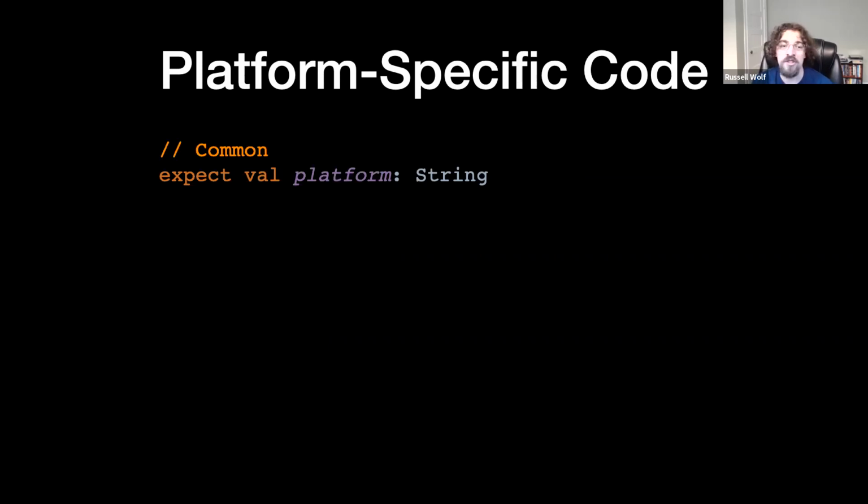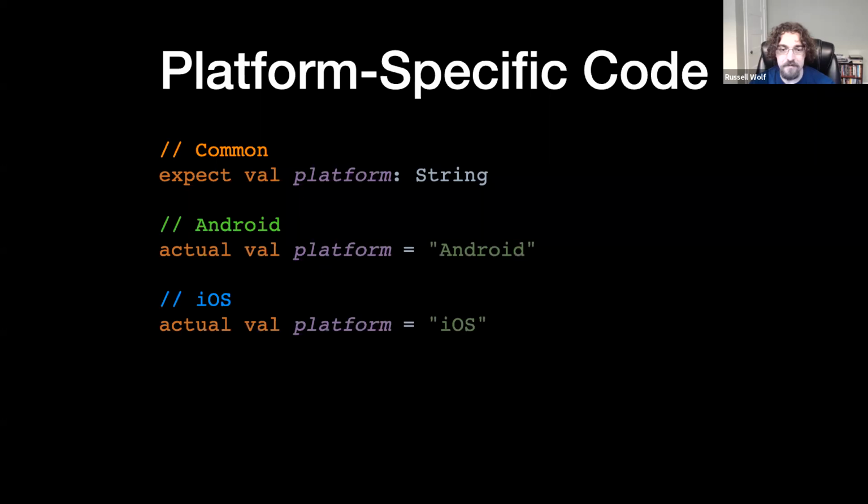So the keywords that multi-platform adds to Kotlin as a language are expect and actual. So in your common code, you can expect a declaration. Here it's a value, but it could also be a class or an interface or a function or anything else. And the individual platforms can each provide their own implementation of it. And the build system is responsible for kind of like replacing all of those expect declarations with that platform's actual.